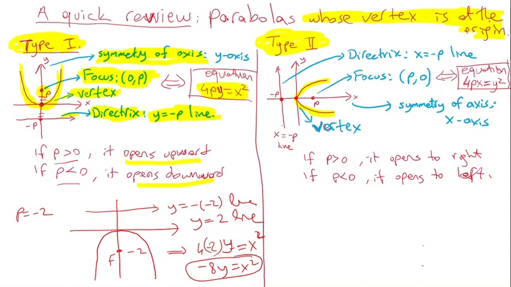Now, this is one of the cases. It might be opening down. So if p is less than 0, as you see here, it opens down.